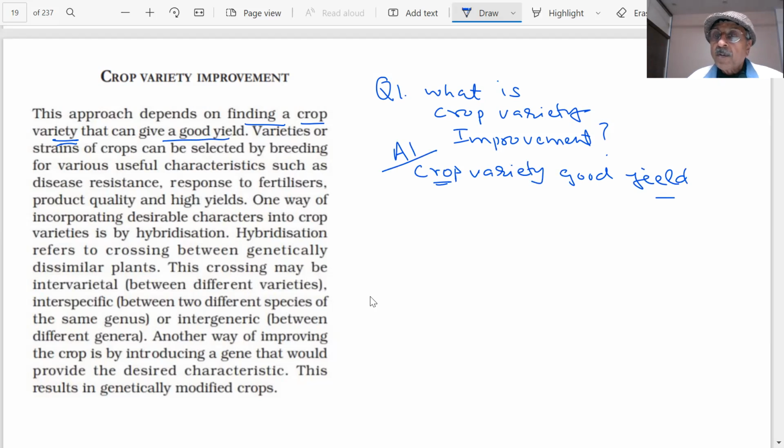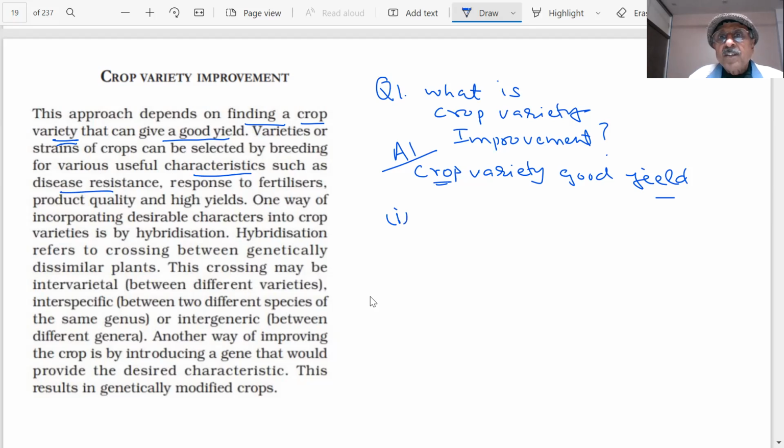Good yield, students. Varieties or strains of crops can be selected by breeding for various useful characteristics. Now there are certain characteristics which must be taken into account, students. For example, disease resistance. If the variety is going to be diseased, then it will be destroyed. So it should be disease resistant. Some of the important characteristics we are saying.